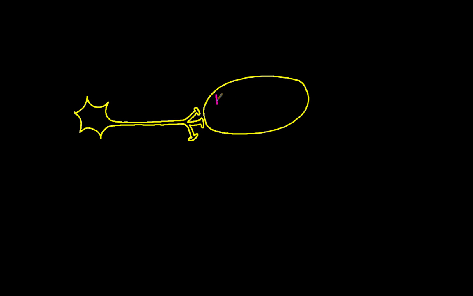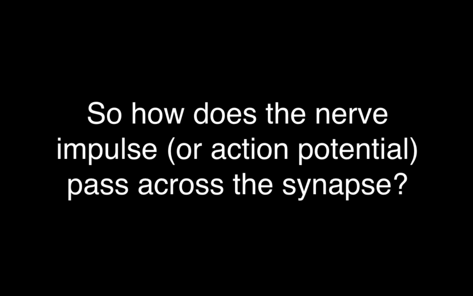You can also find a synapse between a neuron and either a receptor cell or an effector cell. An example of a receptor cell might be, say, a skin cell that receives information, for example, about temperature or pressure. An example of an effector cell might be, say, a muscle cell, where there would be an effect produced, such as movement. So how does the nerve impulse or action potential pass across the synapse?